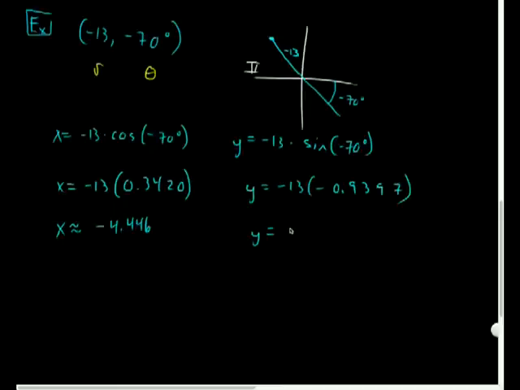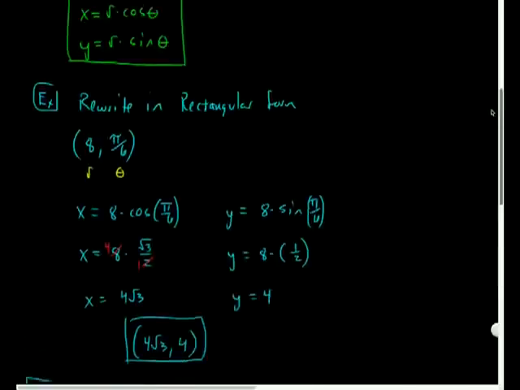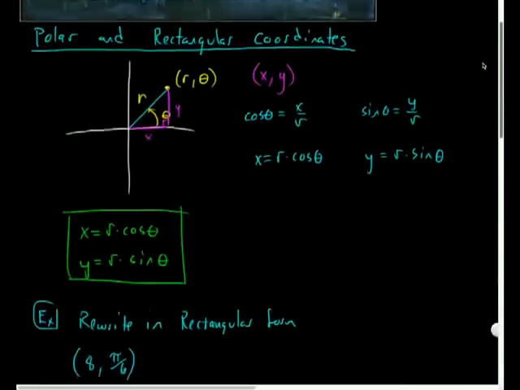And y, negative times a negative is positive, and I will get 12.2161. And I do want to point out that x we were expecting to be negative, and y we were expecting to be positive. So this is the point, negative 4.446, comma 12.2161. So there's the rectangular form of the same exact point. So that's how we convert from polar to rectangular.